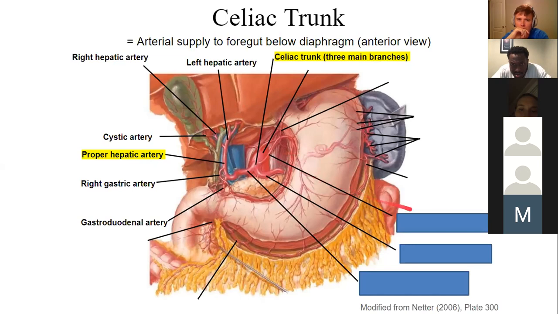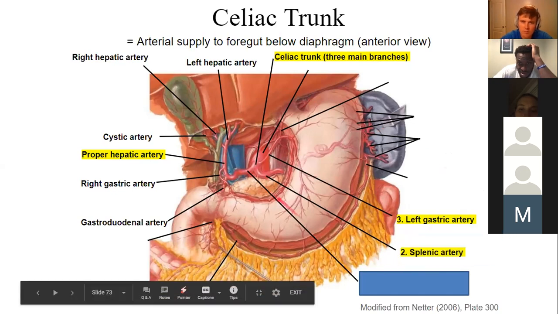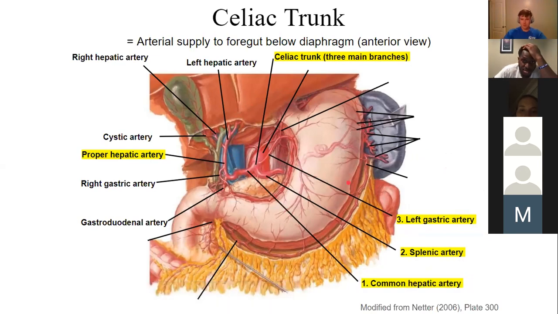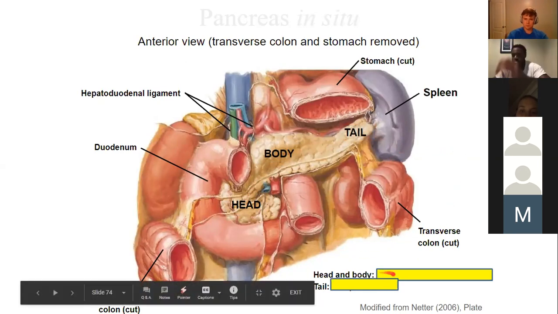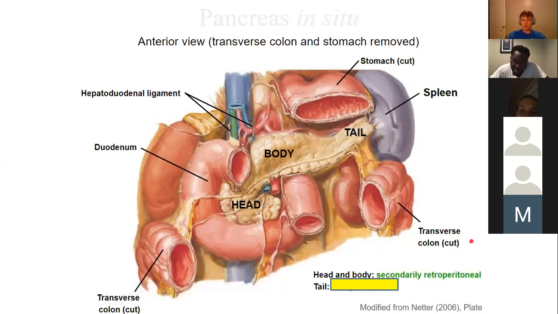And let's see, I'll probably go in here next. Left gastric. Splenic. Yeah, you can see that leading over there. Common hepatic. All right. Ooh, no, that's awesome. Pancreas. Yeah, these are easy. All right, and head and body. Tail is going to be retroperitoneum. Okay.